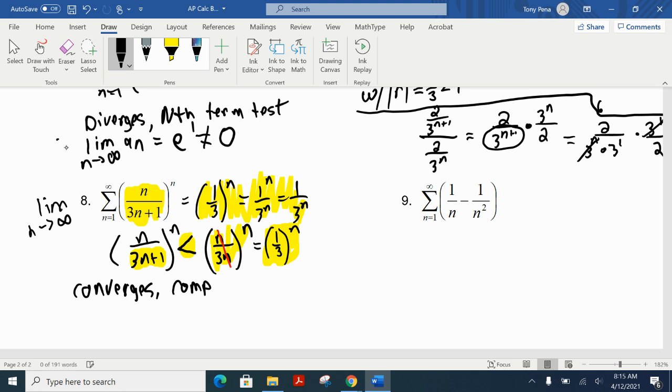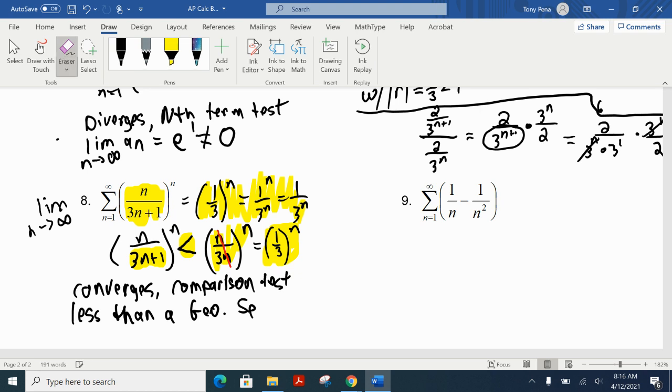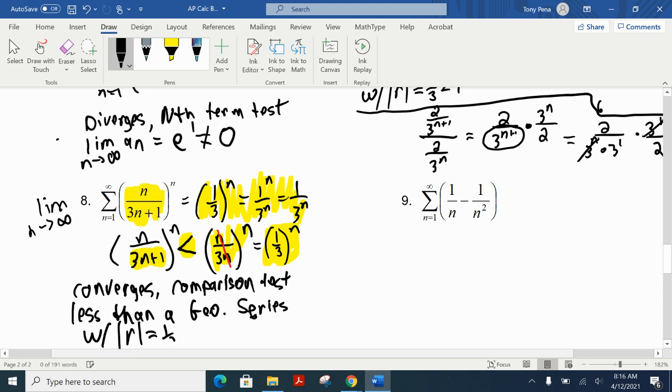Write your test that we did. So here we did the comparison test. And then we would say it is less than a geometric series with a ratio whose absolute value is 1/3, which is less than 1. So since we're less than a convergent series, then that series itself would have to converge.